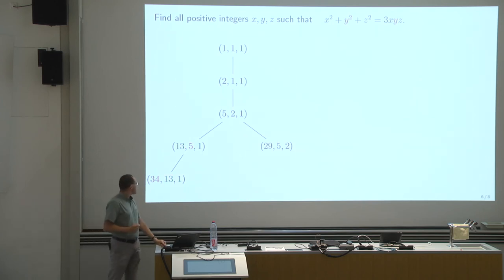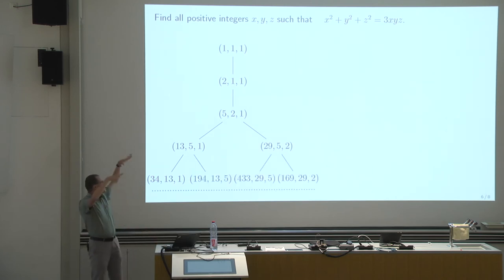Okay, so we have this. And then you can keep going. You can build a whole structure of solutions. You agree that just by guessing, you would have never guessed 433, 29, and 5. Very unlikely. Okay, now, it turns out that by this process, we describe all the solutions. All the solutions will appear if we follow this recipe.